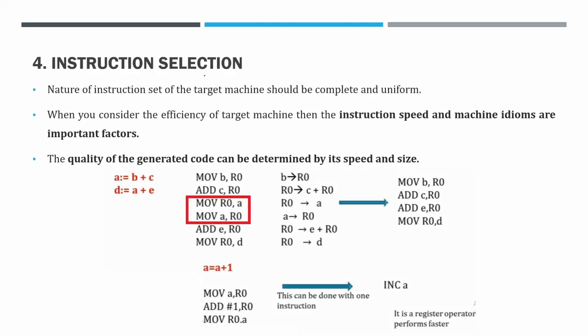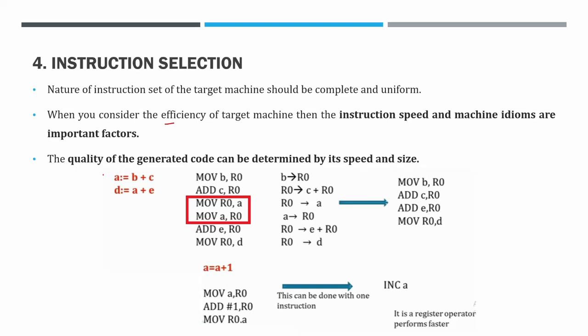Next one is instruction selection. This is what we did before, right? We need to choose the instructions so that they are efficient and fast. When you consider the efficiency of the target machine, then instruction speed and machine idioms are the important factors. The quality of the generated code can be determined by its speed and size, right?